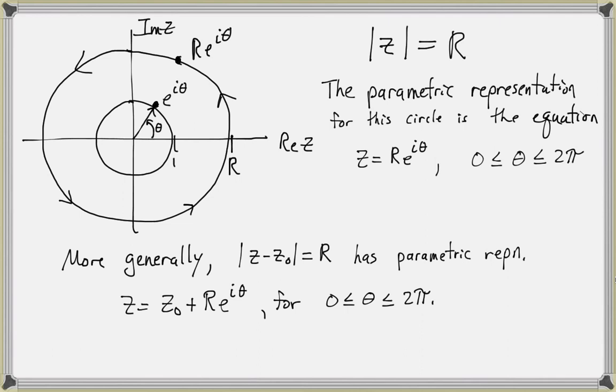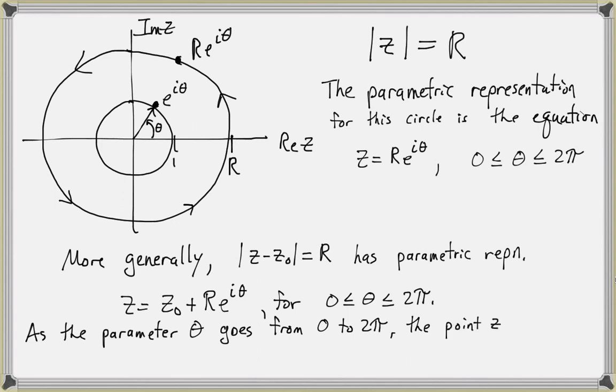And so we see that as the parameter theta goes from 0 to 2 pi, the point z traverses the circle once, in the counterclockwise direction.